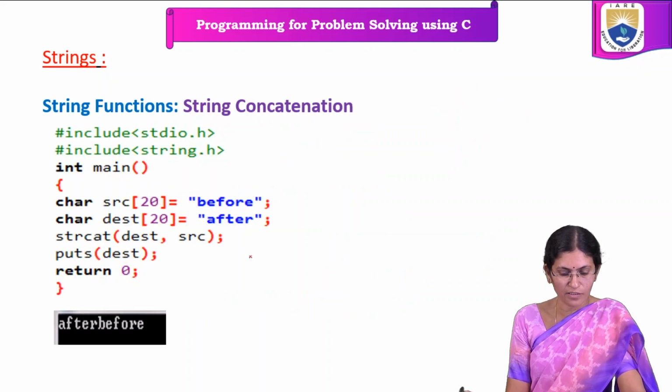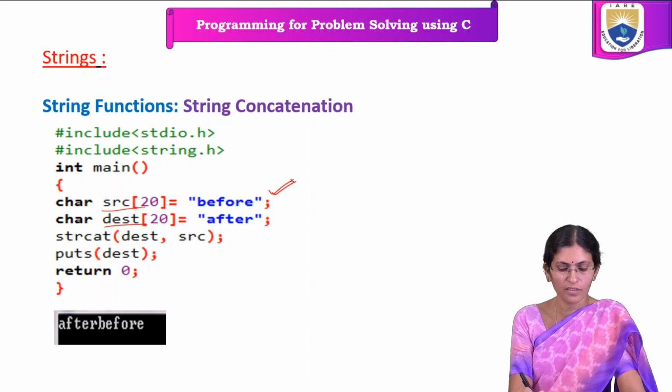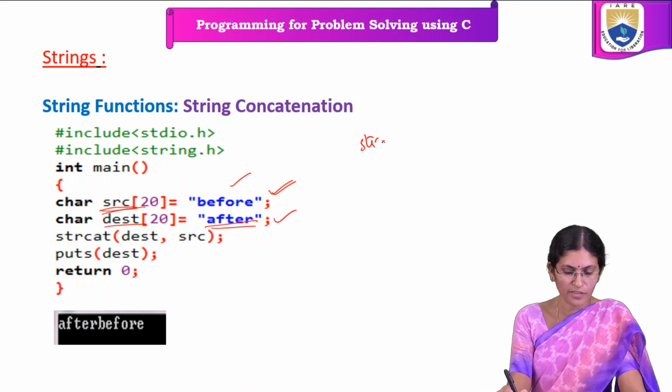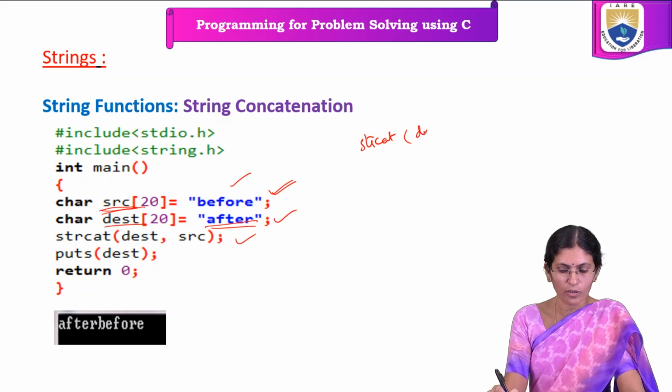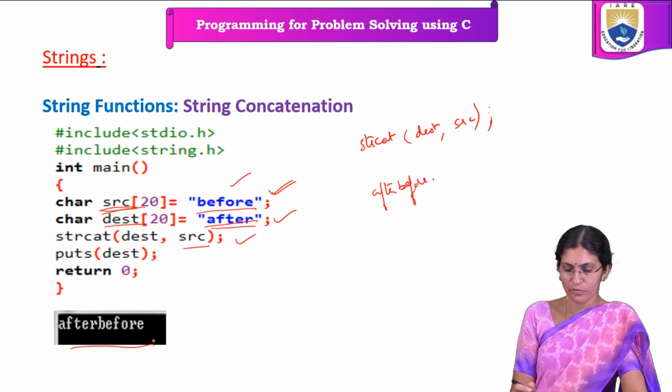So for example, consider this program. We have two strings, src and dest. In the first we have before and in the second we have after. This is the source string and this one is the destination string. If you write this function strcat, this line concatenates the source string contents into the destination string. Already the destination string has after, the source string contents are also appended at the end of the destination string. So after before, this is the output.